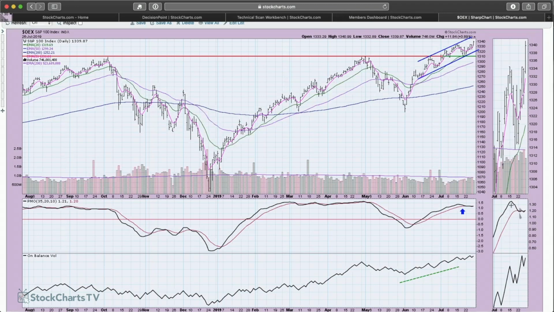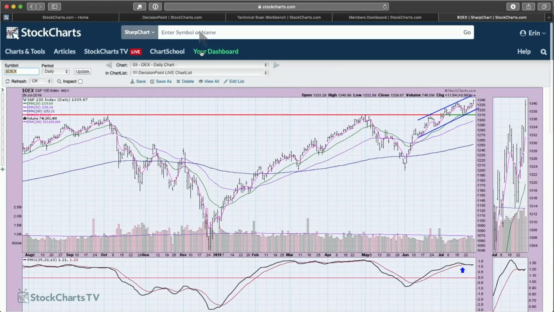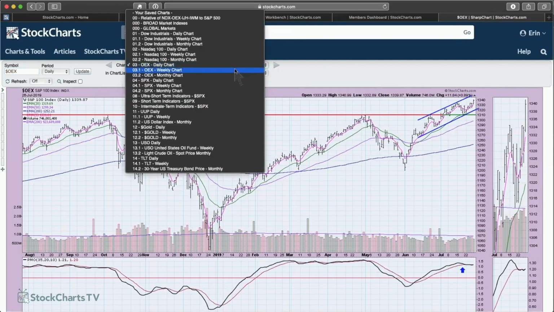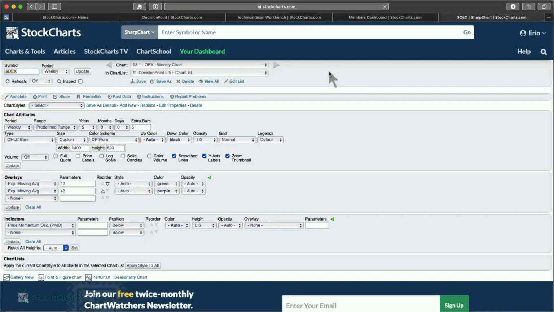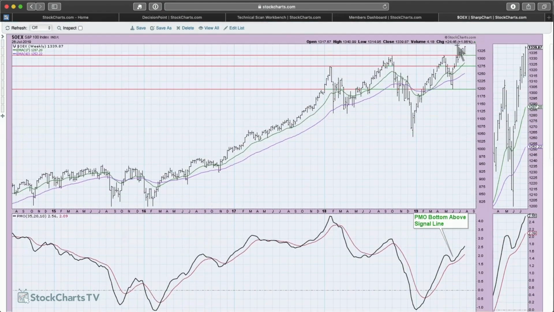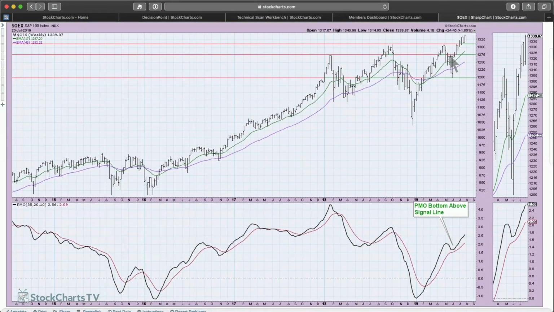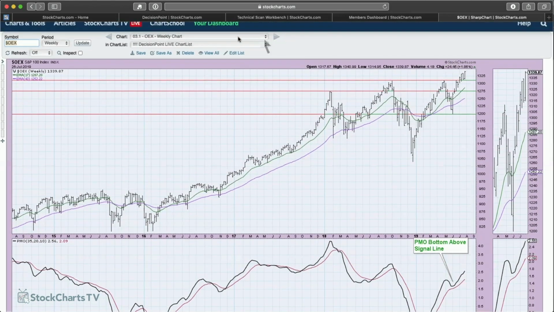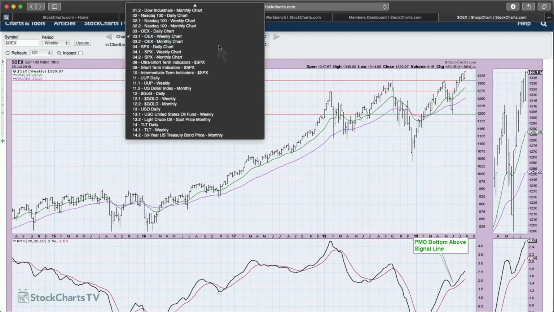Okay. Rising trend channel on the OEX. A lot of whipsaw going on as far as the PMO. And you'll see that on the S&P 500, so I'll go into that a little bit more. The weekly chart, new all-time highs, and continuing to rise the PMO, so intermediate term picture still looks pretty rosy.